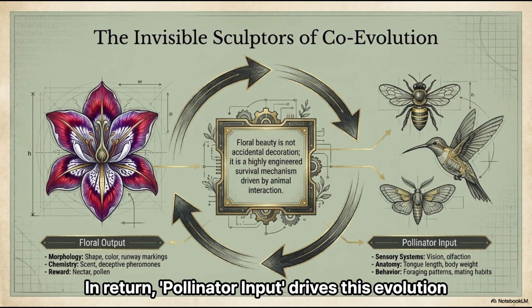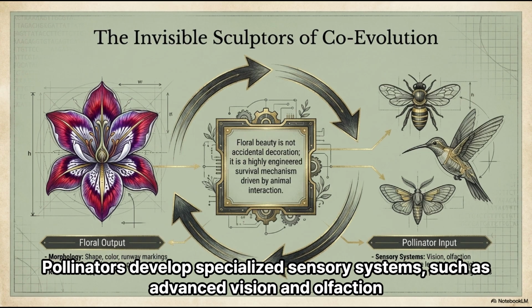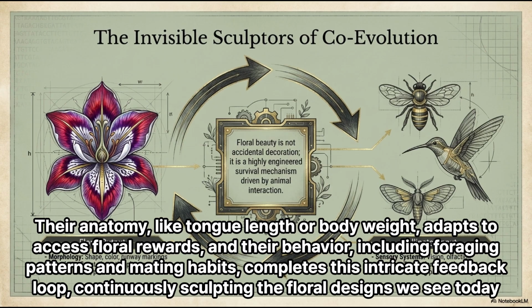In return, pollinator input drives this evolution. Pollinators develop specialized sensory systems, such as advanced vision and olfaction. Their anatomy, like tongue length or body weight, adapts to access floral rewards, and their behavior, including foraging patterns and mating habits, completes this intricate feedback loop, continuously sculpting the floral designs we see today.